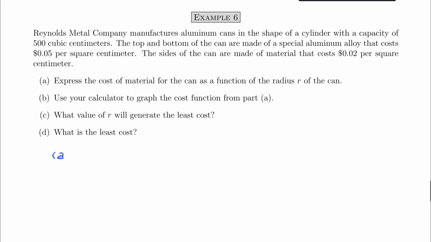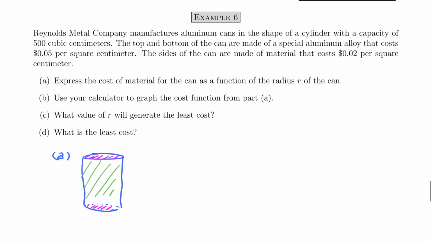So we're going to put to use my terrible art skills. So here's my can. And we know that we're trying to figure out the cost for the top and the cost of the bottom of the can have one particular value, and then the cost for the side of the can has another value. So we have to go back to geometry a little bit.